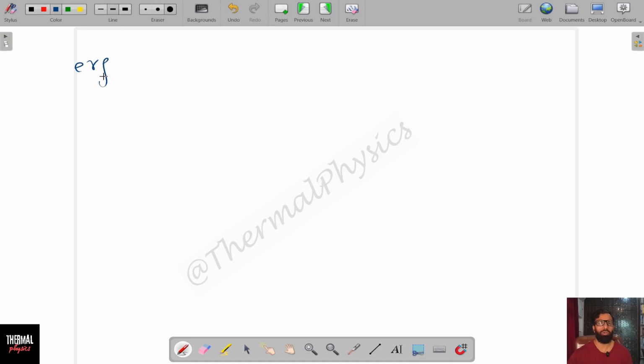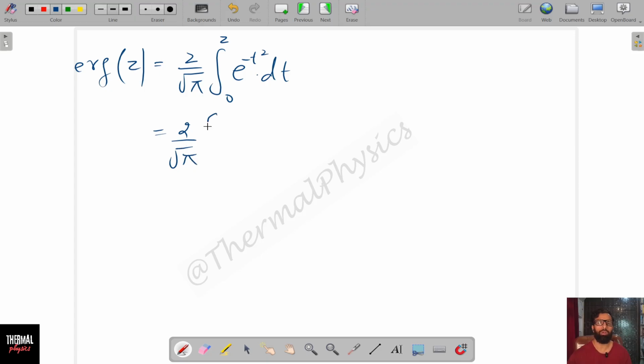The error function of some argument z can be found by definition. It is 2 divided by square root of pi, integration from 0 to z of e to the power minus t squared dt. This is the definition, and we do not need to find this integral. Its value can be approximately given by a series, which is z minus z cube by 3 plus z power 5 by 10 minus and so on. We can take these three terms and get the approximate value of this error function.